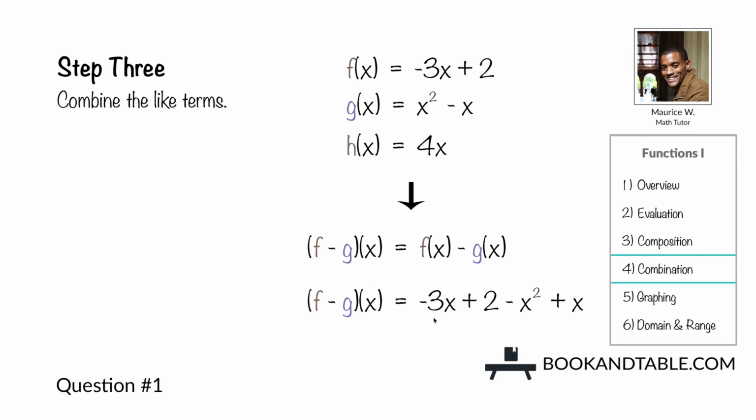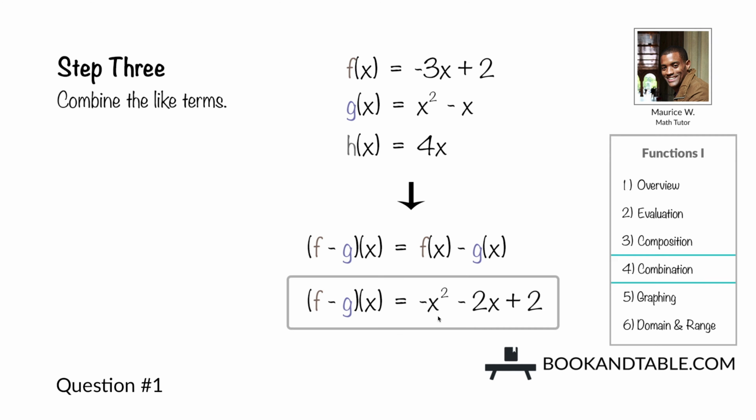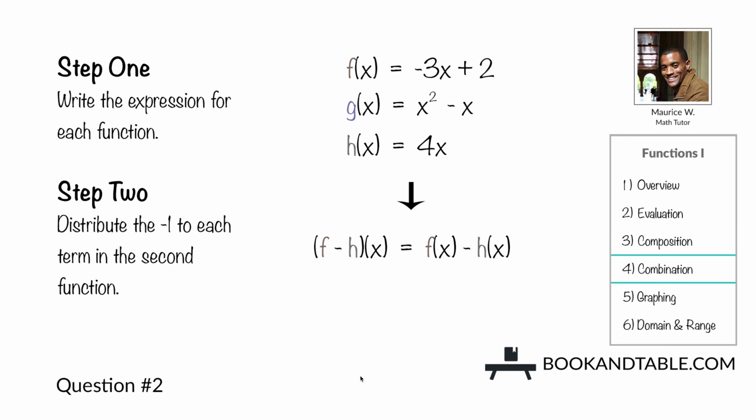And now that we've distributed the negative 1, we can combine the like terms, positive x and negative 3x, to give us negative 2x. So the final answer to question number 1 is f minus g of x is equal to negative x squared minus 2x plus 2. And that is the answer to question number 1. Let's now have a look at question number 2.